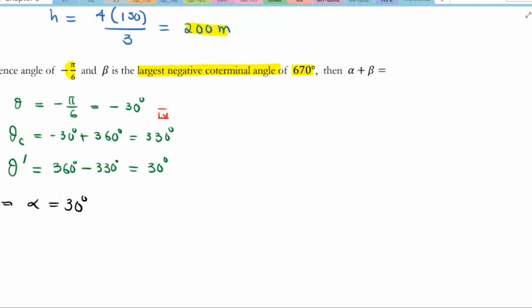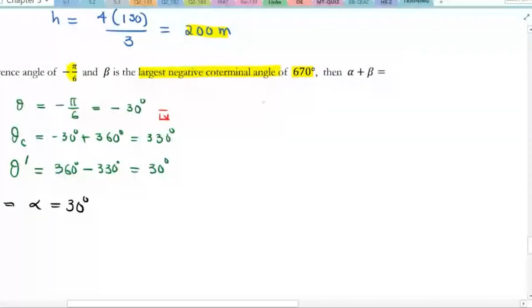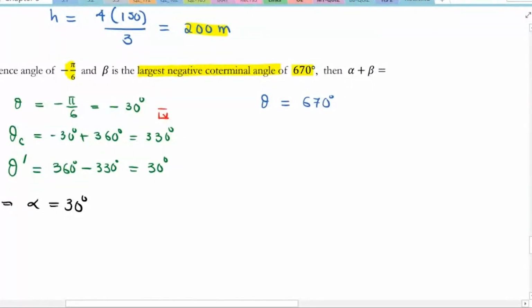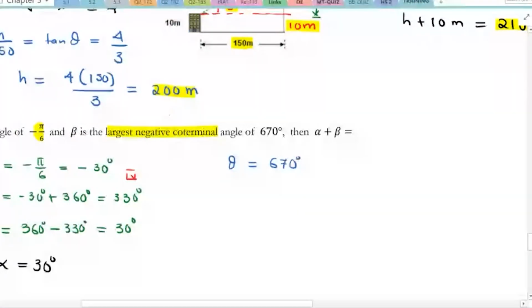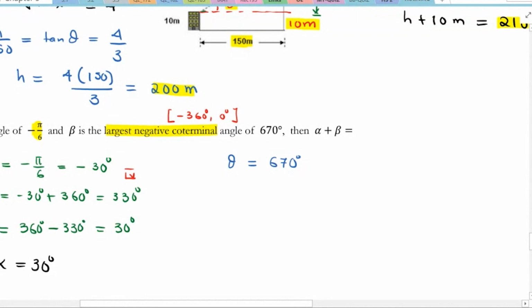Now, let us go to beta. For the case of beta, let us call the angle theta again, 670 degrees. Now, we are going to find the coterminal angle. But the coterminal we are looking for, gentlemen, is the largest negative coterminal. When we say the largest negative coterminal, what does that mean? You are looking for the angle between minus 360 degrees and 0 degrees. The largest negative coterminal will be between minus 360 and 0 degrees. So if we subtract 360, the answer will still be positive.